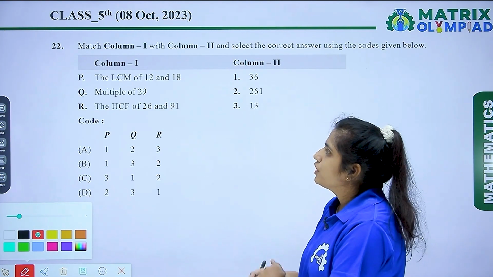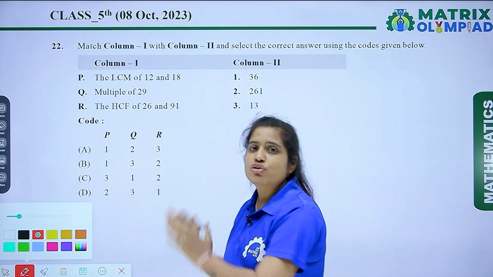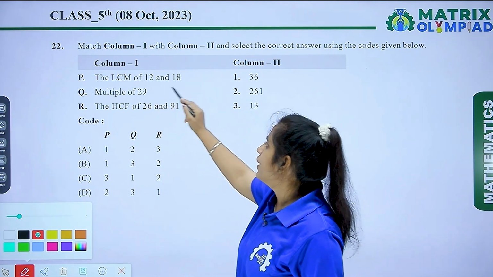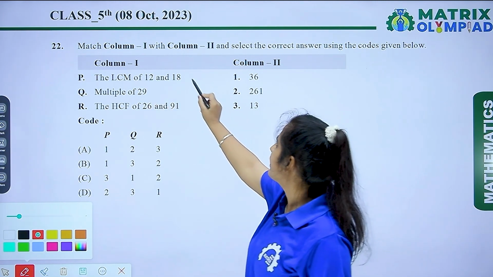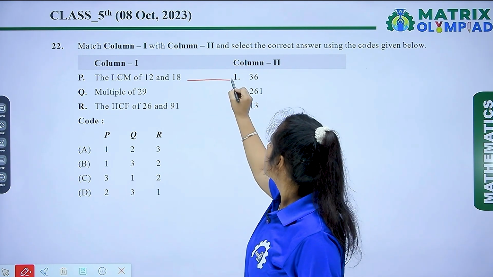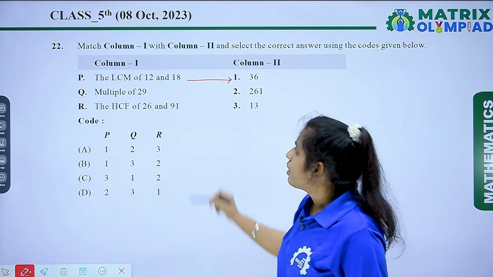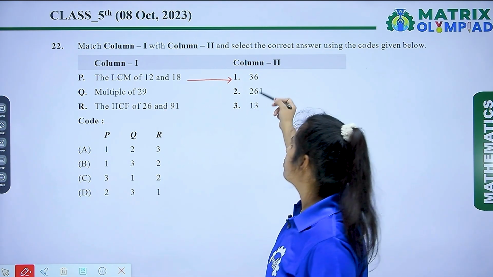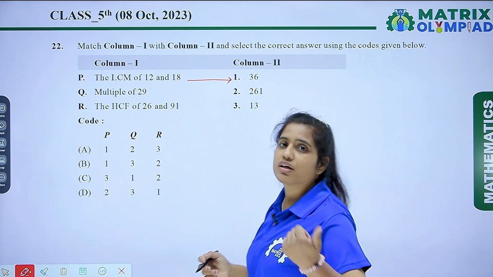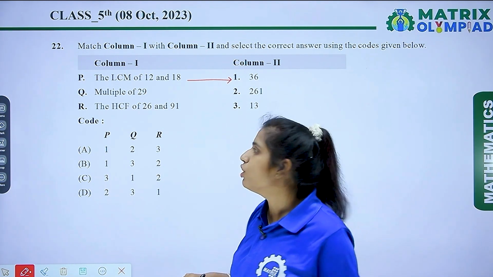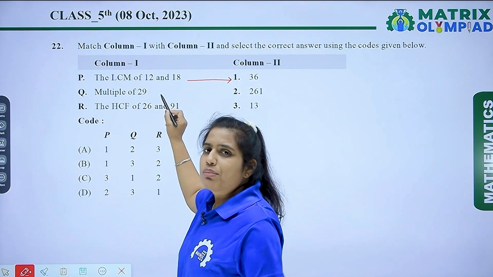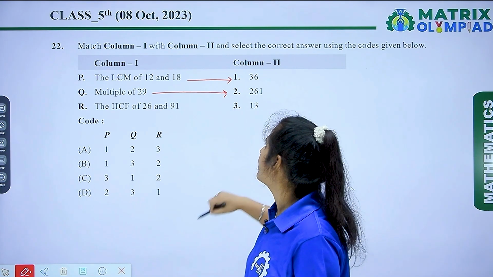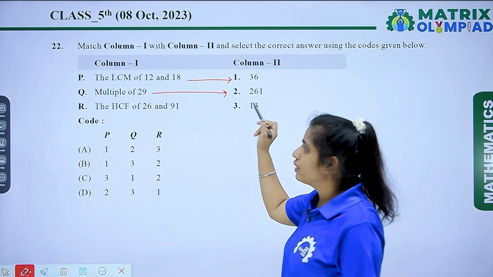So in this question we have to match column 1 with column 2. So here we have to find out the LCM of 12 and 18. So the LCM of 12 and 18 is 36. Multiple of 29, 29 का multiple find out करना है. So out of these two options, we can divide the number by 29, or if you know the table, you can multiply and check. So here multiple of 29 is 261.